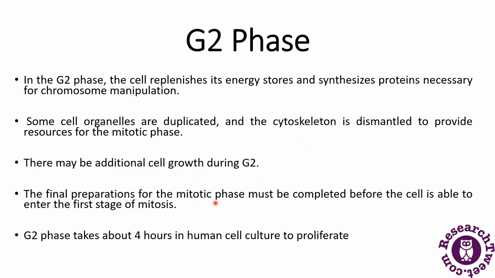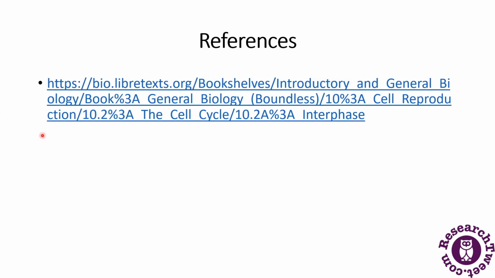The final preparations for the mitotic phase must be completed before the cell is able to enter the first stage of mitosis. So before entering mitosis, just after the G2 phase, the final preparations needed for the mitosis phase are almost completed in G2. In terms of duration, in a human cell culture, it takes almost 4 hours. So this is the reference.